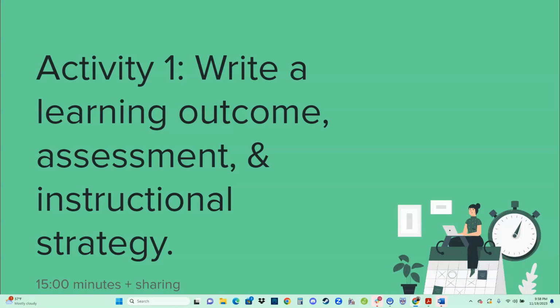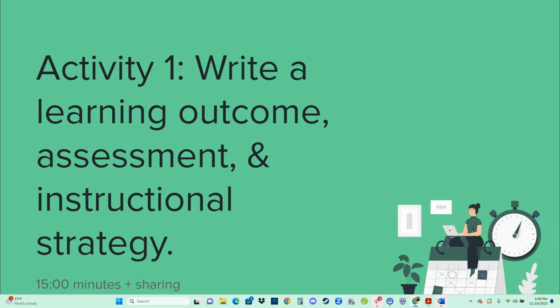I just want you to be thoughtful about this. Now, these do not have to be perfect, okay? But I want you to write a basic learning outcome, one assessment that matches it. You can write multiple if you'd like, and then one instructional strategy. So remember to do it in that order.